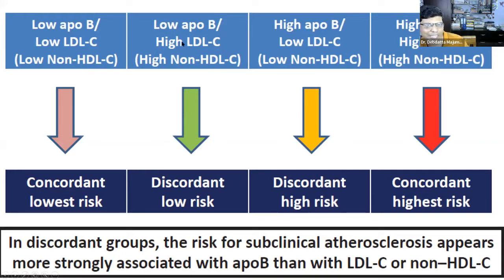I actually did not understand, frankly, this one. How is low ApoB, high HDL-C possible? I think my teachers will throw some light on this. I frankly did not understand this discordant low risk one.